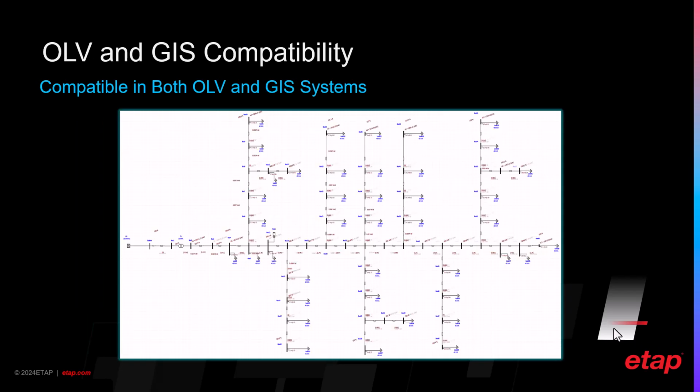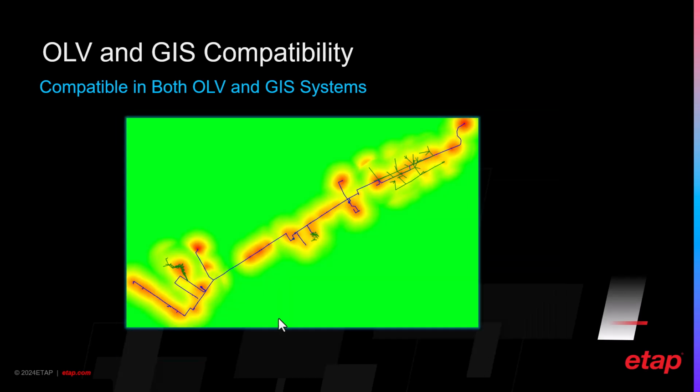ETAP feeder hosting capacity is compatible in both one-line view and GIS view. So this picture that I'm showing you is an example, and this example is available as part of the ETAP 2024 package named example FHC. I will be showing more of that soon. This is the one-line view of the system. This is the GIS view, and feeder hosting capacity can also operate in GIS platforms.